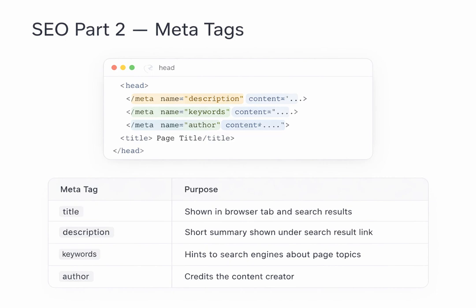The keywords tag gives search engines hints about what topics your page covers, and the author tag credits who created the content. Together, these tags form a kind of identity card for your web page that search engines read before they even look at your visible content.